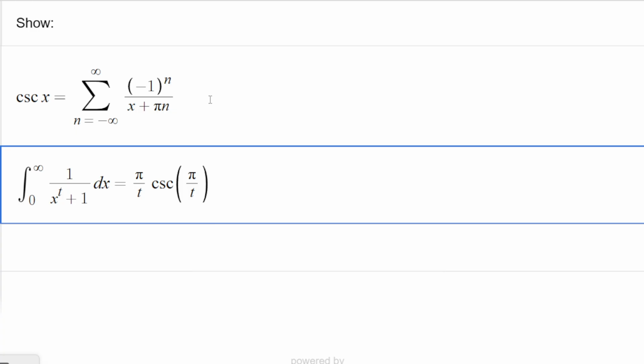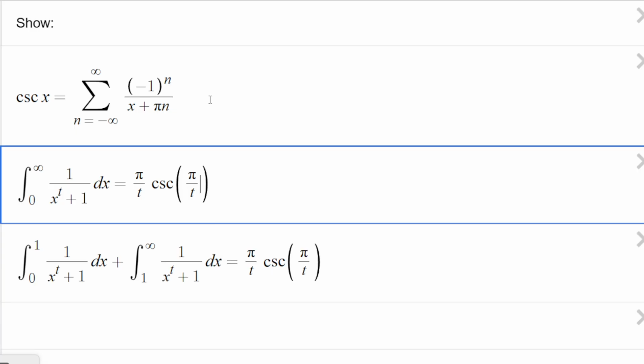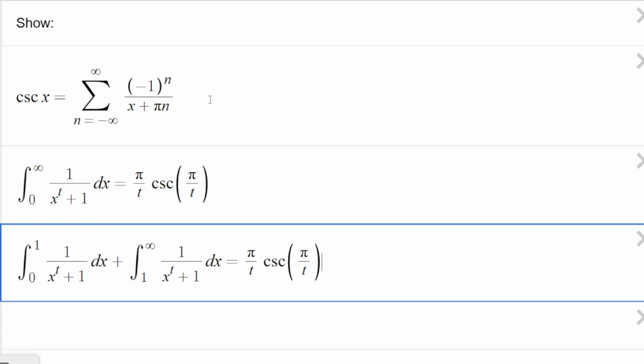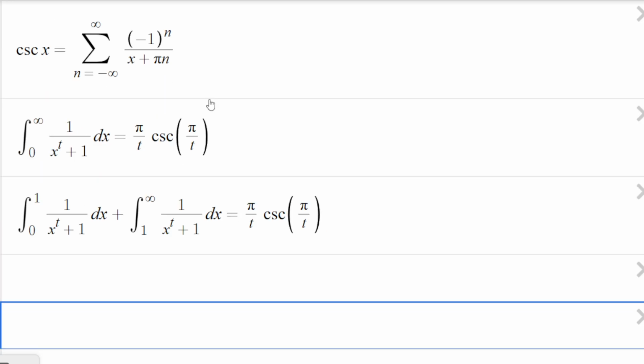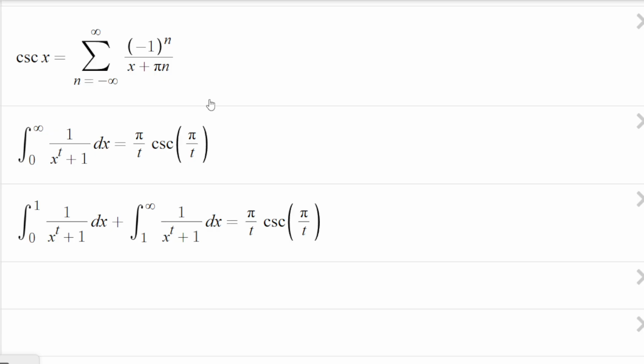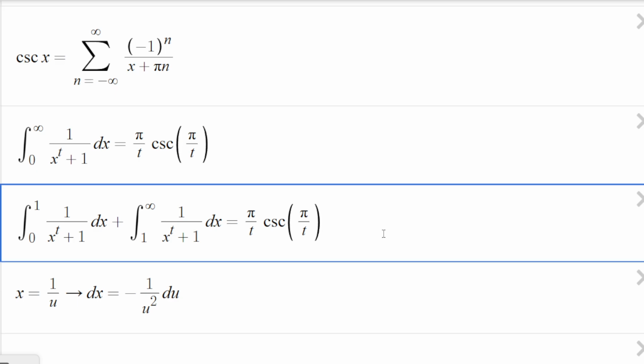Okay, so next, what I'd like to do is just split this integral at x is equal to 1. So you can see that's what I've done in my next step. After that, let's make the substitution x is equal to 1 over u, implying dx is negative 1 over u squared du.